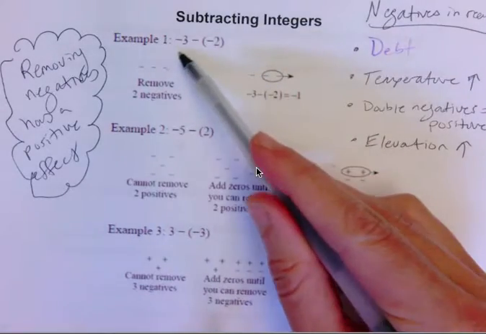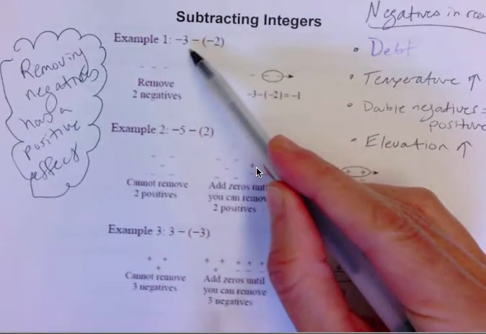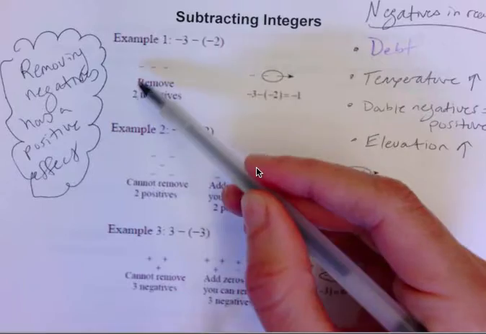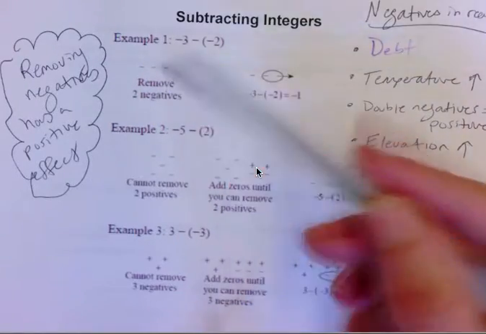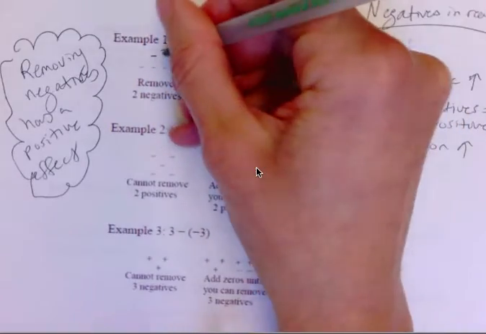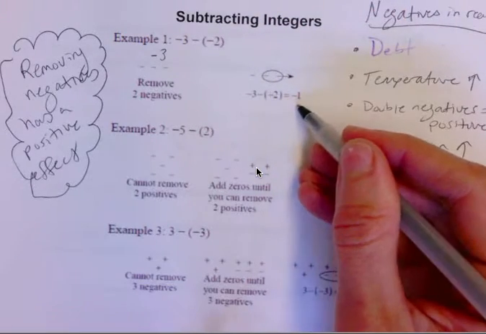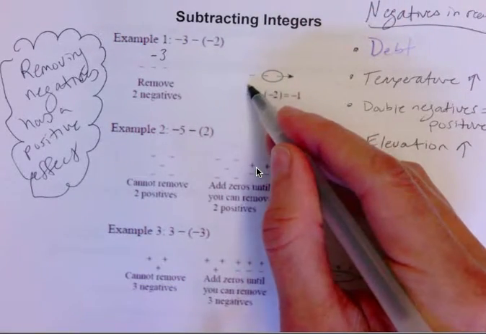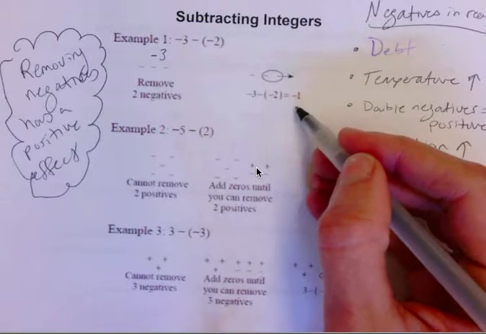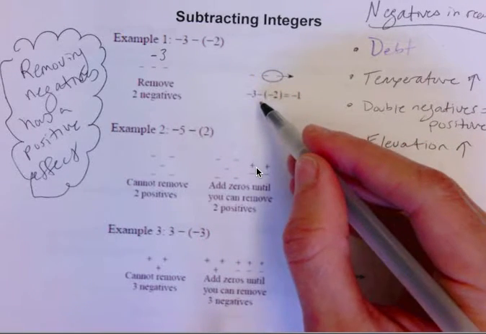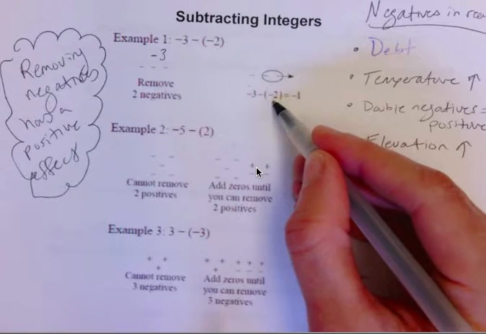So in example 1, if I have negative 3 and I want to take away 2 negatives, I can draw 3 negatives. Here's negative 3, and then this is negative 3 minus 2 negatives, leaves me with just this one negative here. So this is a really simple one because we have enough negatives already to just take them away.